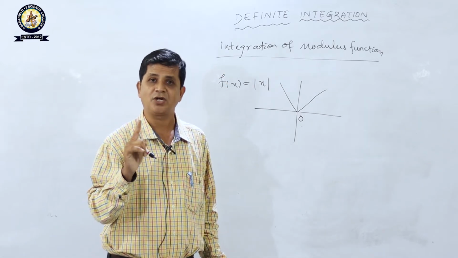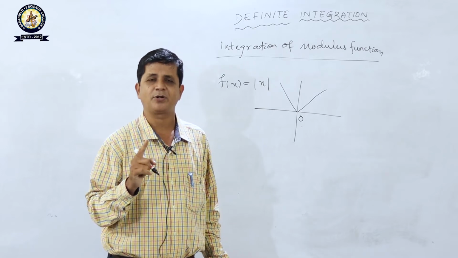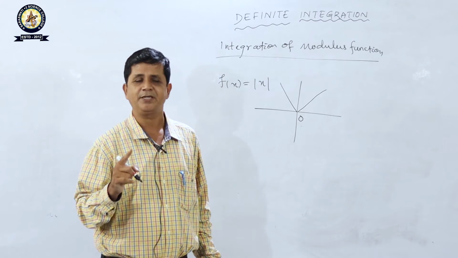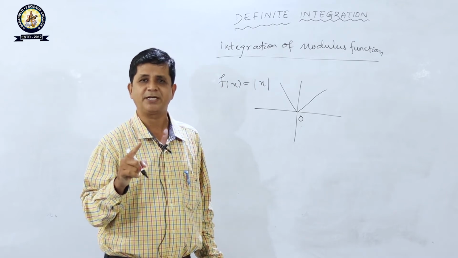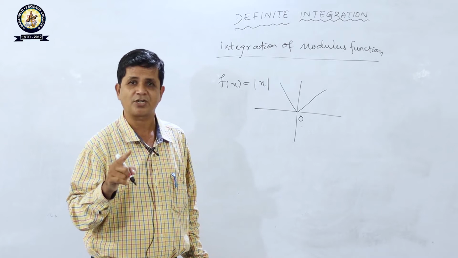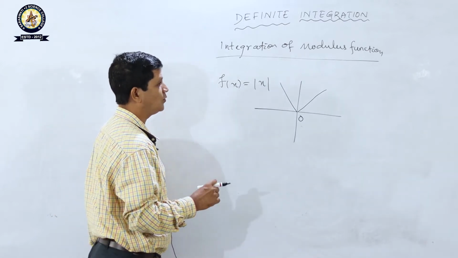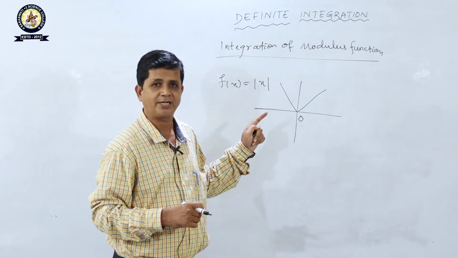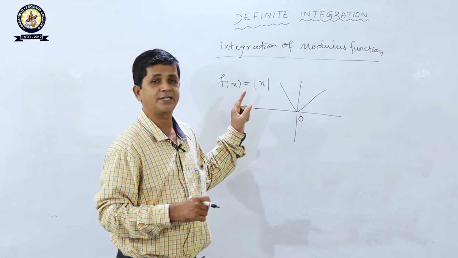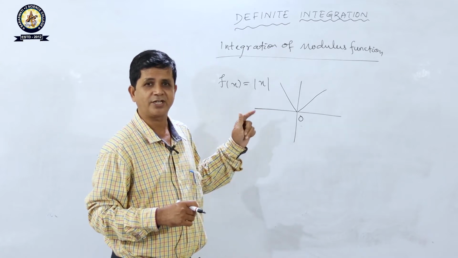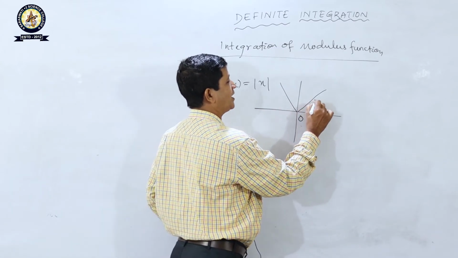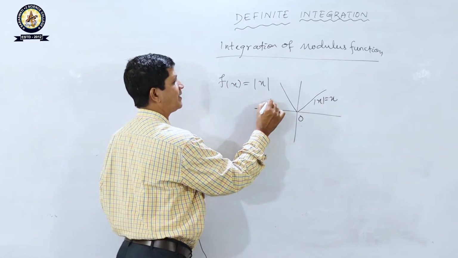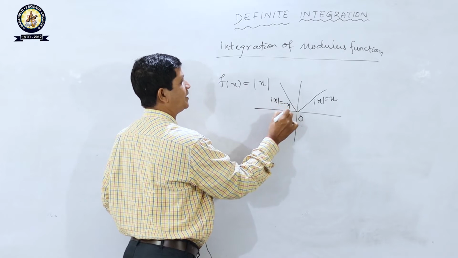If a function is not differentiable at a point, then at that point it will not be integrable. Its integration cannot be determined because integration is the reverse process of derivative. So we always break the integration of modulus functions at the point where it touches the x-axis, where it becomes 0. Look at next, mod x value is x at the right side of the 0 and mod x value is minus x at the left side of 0.